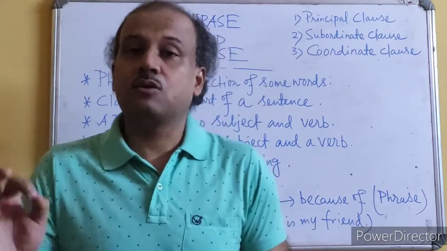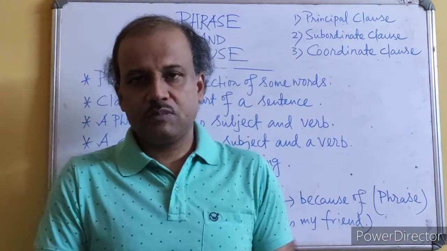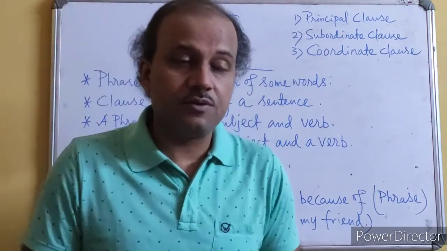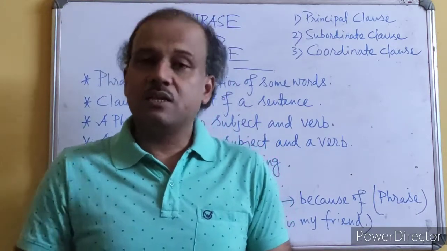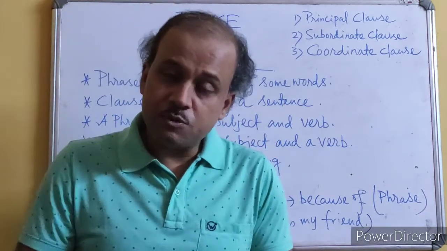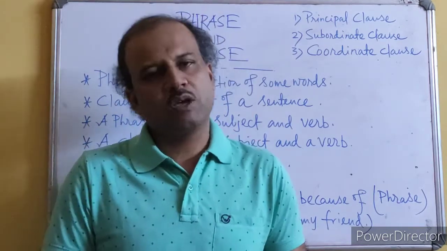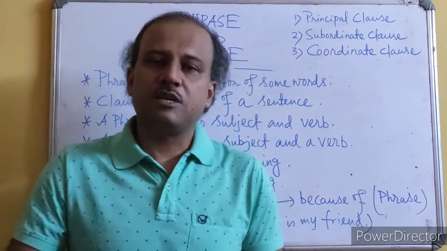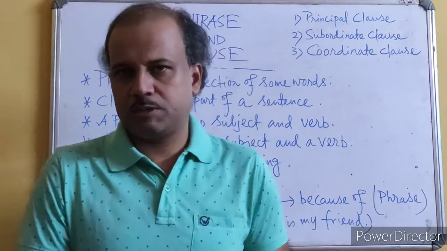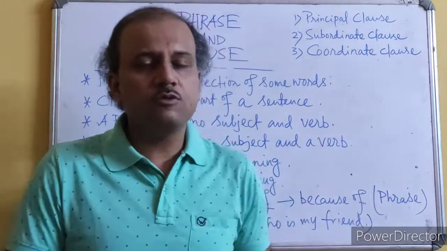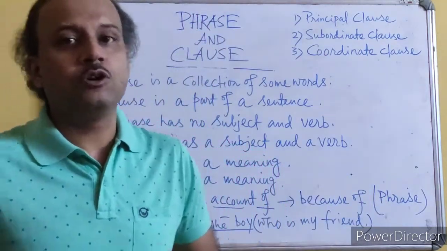Now, how many principal clauses should there be in a sentence? In a sentence, there must be only one principal clause. Okay? But how many subordinate clauses are there? So first, come to the point. What is a subordinate clause?